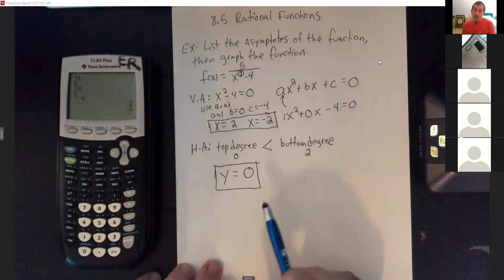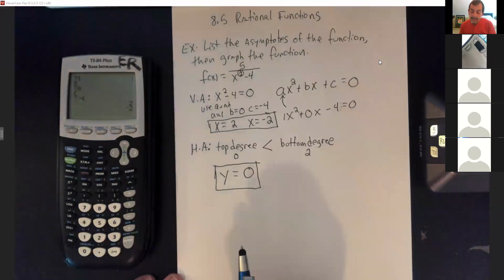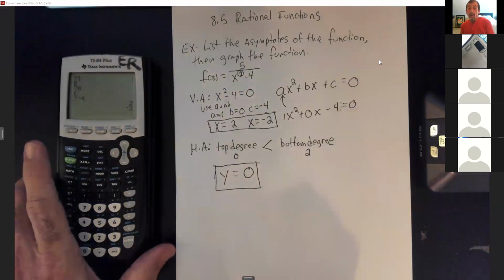So remember, on the horizontal, we had 3 cases. They could either be greater than the top, less than the top, or equal to the top.